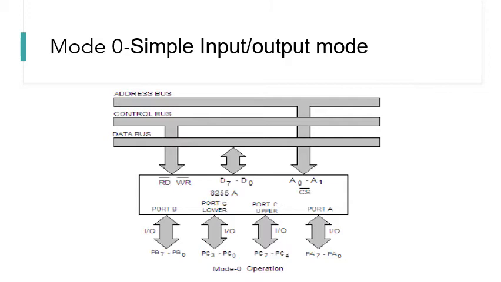In this way, we can say there are 4 ports: port A, port B, port C lower and port C upper, and each of them can be set either as input port or an output port. Here these ports are simple input or output ports. That means these ports can work without handshaking. In this mode the outputs are latched whereas the inputs are not latched.